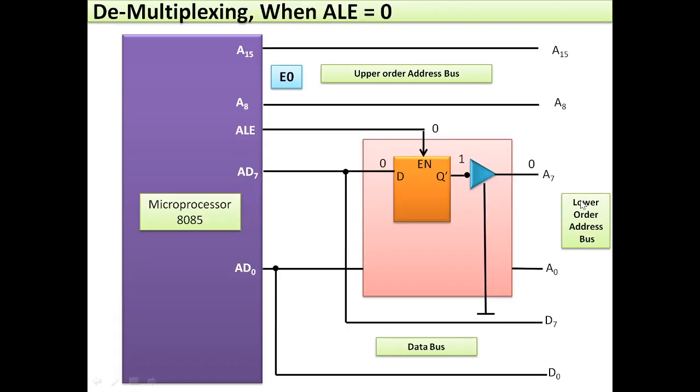Now what happens when the ALE goes down? When the ALE goes down, the previous output will be latched at the output of the latch. So 6A was there, and the 6A has been latched at the output, and the lower order address bus is now free either to bring the information from the outside world to the inside of the microprocessor, or something that can be written from the inside of the microprocessor either to the memory or to the IO devices.